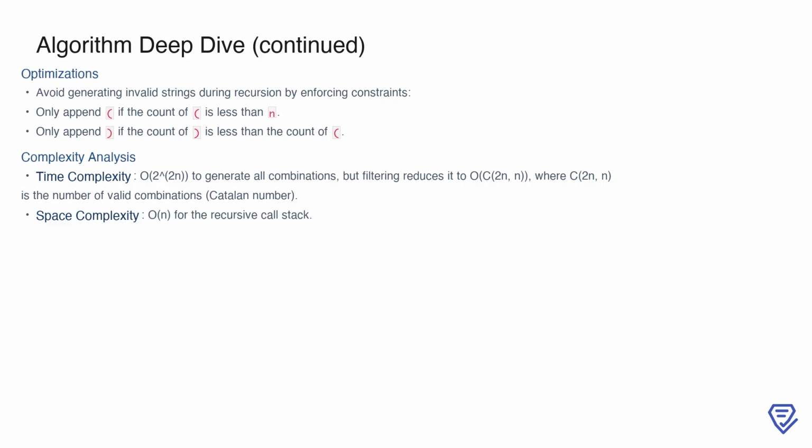a separate validation step. Regarding complexity, the time complexity of generating all combinations is O(2^(2n)), but with filtering and optimizations, it reduces to O(C(2n, n) * n), where C(2n, n) represents the number of valid combinations, which is a Catalan number. The space complexity is O(n), as the maximum depth of the recursive call stack is proportional to the length of the string being constructed. These optimizations make the approach more efficient while maintaining correctness.